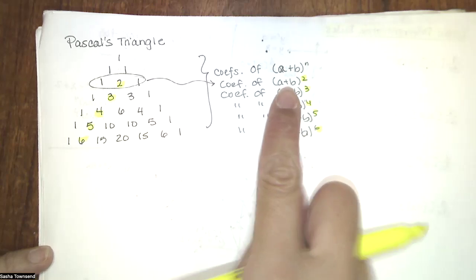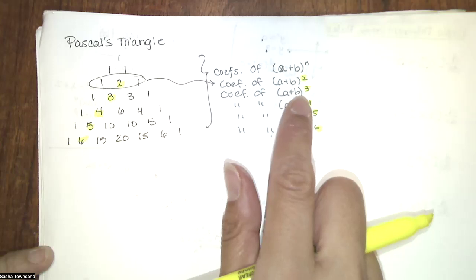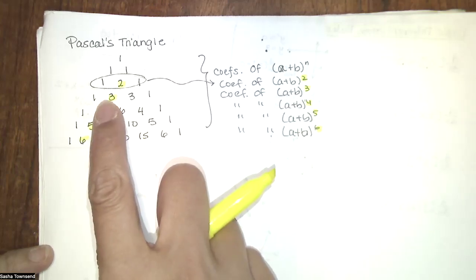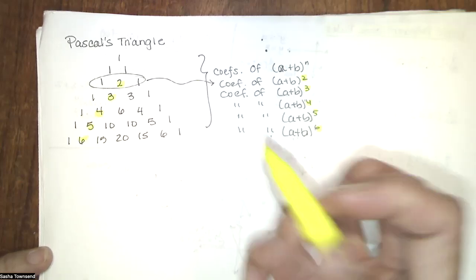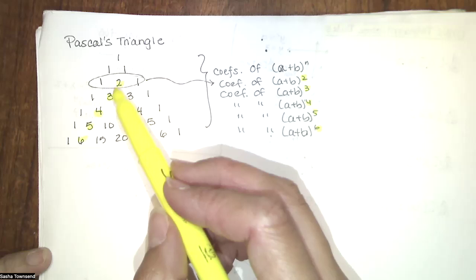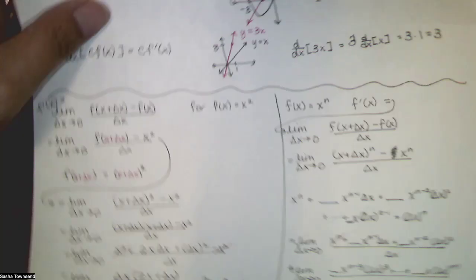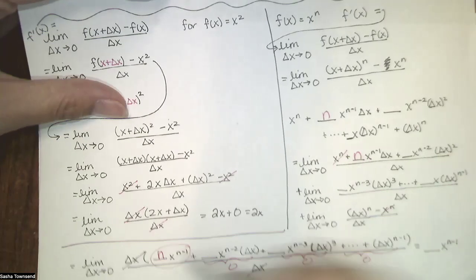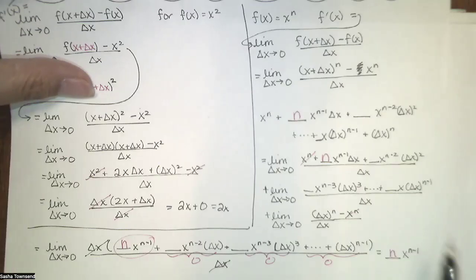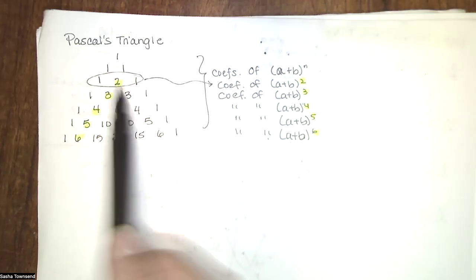So when I have an a plus b squared, I've got a 2 for the coefficient of my second term. When I have an a plus b cubed, I have a 3 for the coefficient of my second term. In a plus b to the 4th, I've got a 4 for the coefficient of my second term. So notice that the exponent here and that coefficient match. So if that's an n, that's also an n. That tells me this is going to be n, which means that this is n, which means that this is n, which means our rule gives us the derivative of x to the n is n times x to the n minus 1.